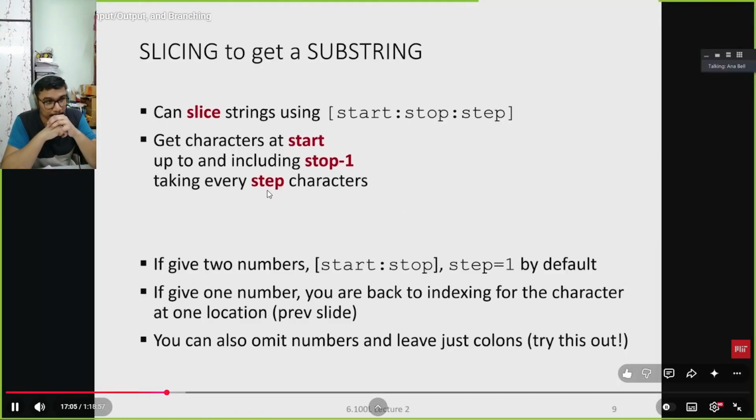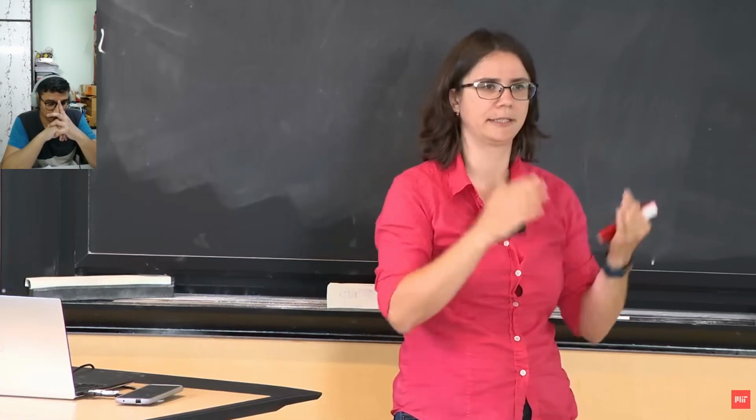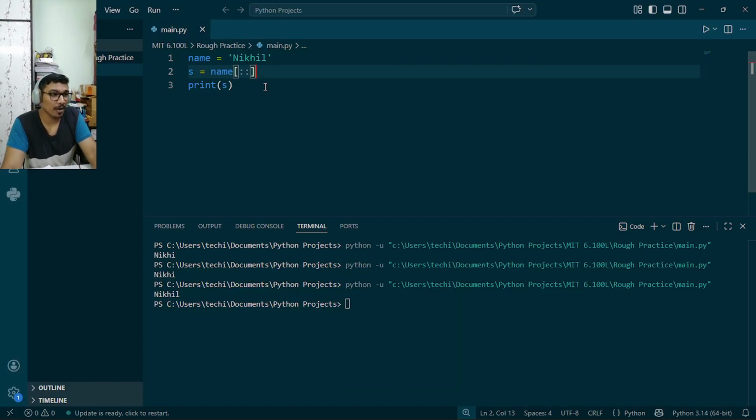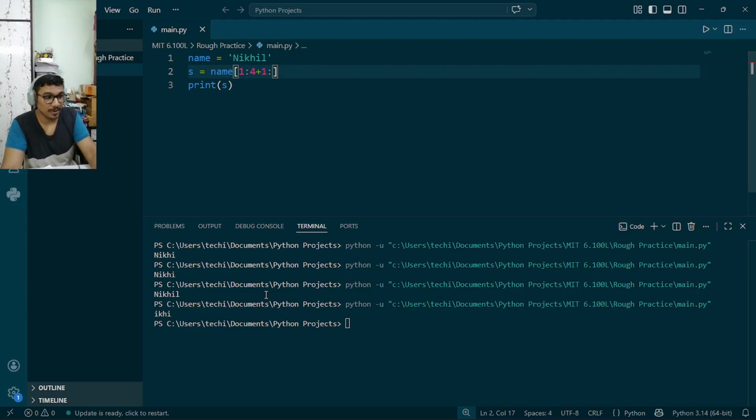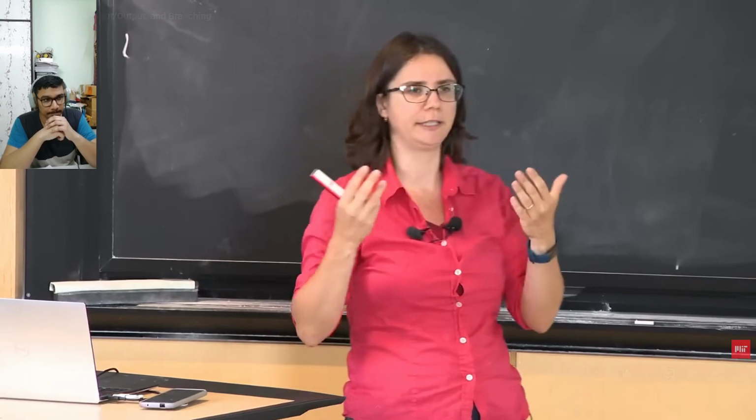Okay. We can also slice to get substrings. So instead of getting single characters, we could ask Python to get us a substring starting from one index, going up to some other index. All right, let's try one more thing. So let's start over 1. 1, 2, 3, 4. So that should be 4 plus 1. And I want to leave the step function as that. So I get IKHI.